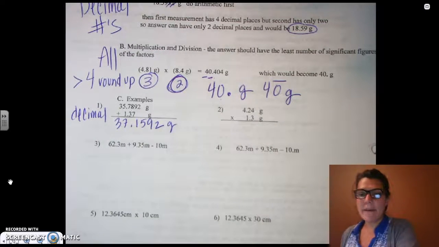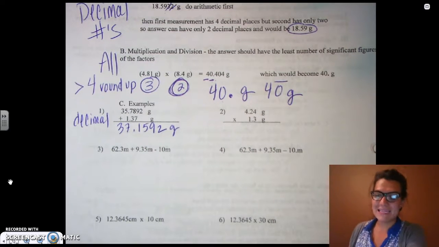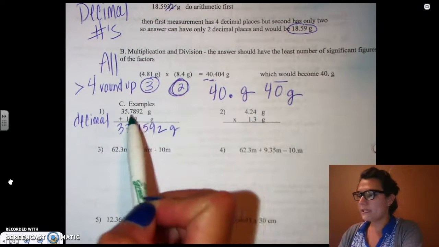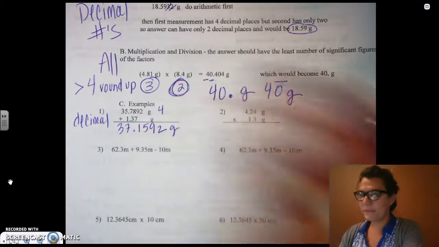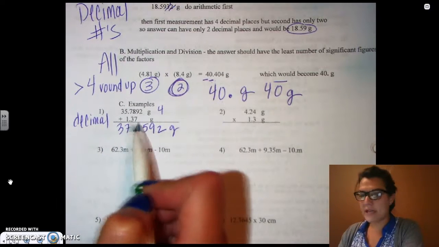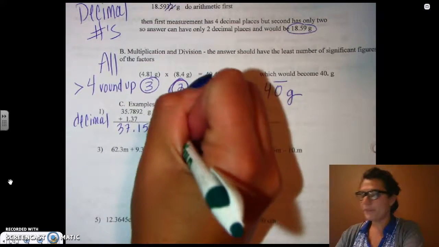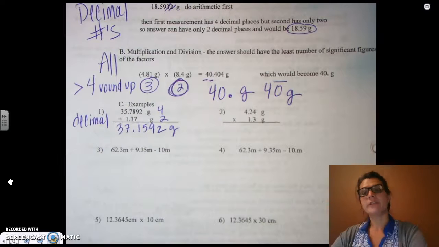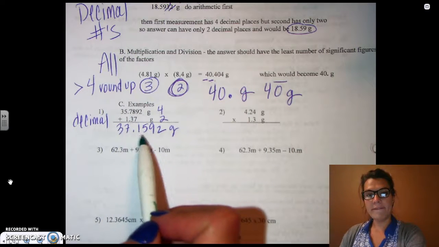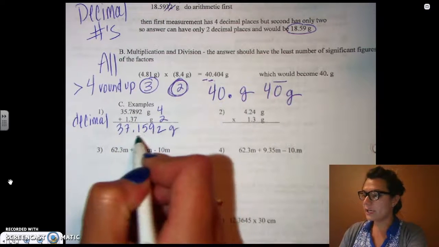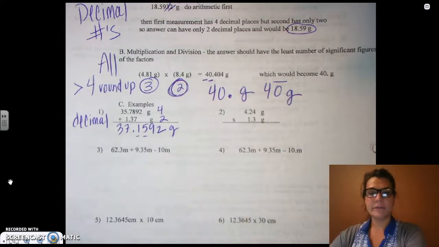But I need to figure out how many significant figures I need past the decimal. Okay, how many sig figs do I have past the decimal here? I have 4. How many do I have past here? I have 2. Who wins? Smaller value, smaller sig fig. Okay, so since this is 37.15, I'm going to need a number here and a number here.